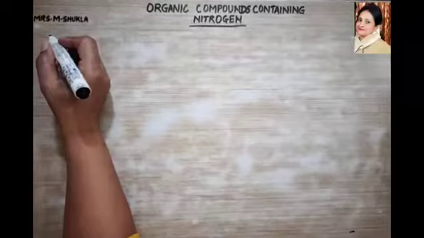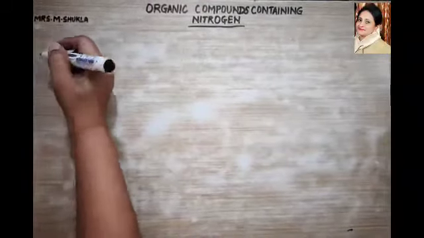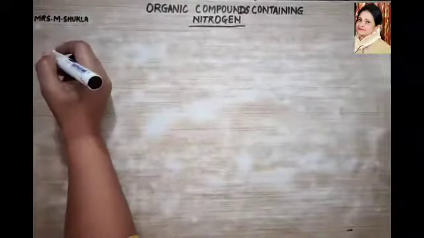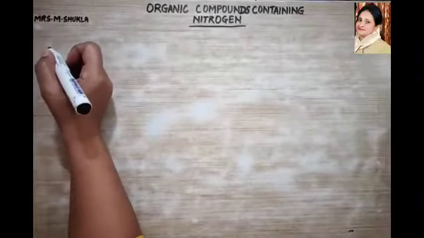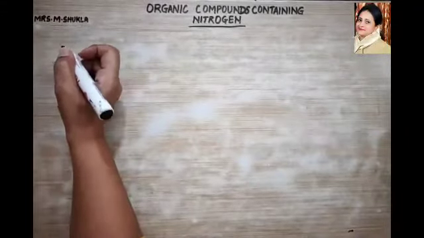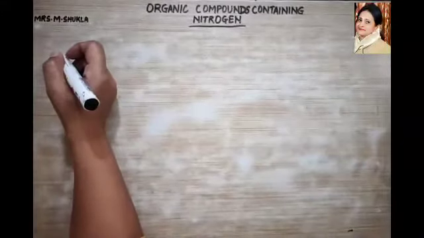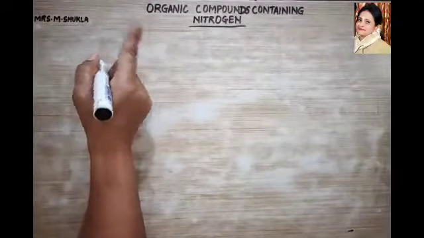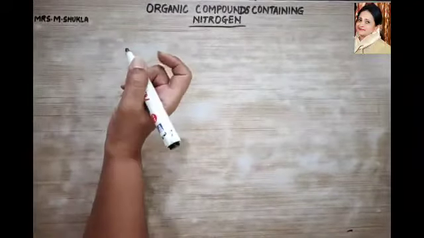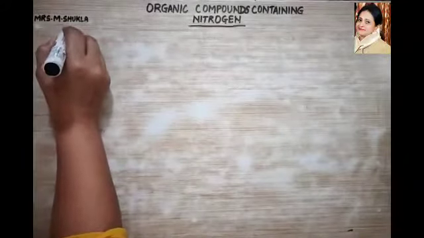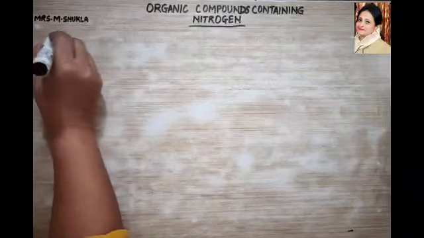Good evening, children. Today we shall begin with a new chapter, that is organic compounds containing nitrogen. Besides oxygen and halogen, nitrogen is also one of the important elements in organic compounds, right? So among organic compounds containing nitrogen, there are amino acids, proteins, etc. Okay, some important functional groups which contain nitrogen, what are they?